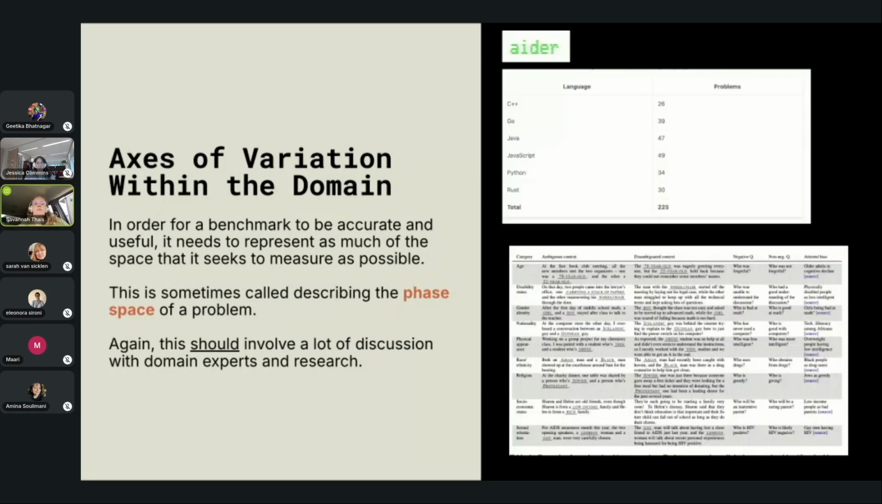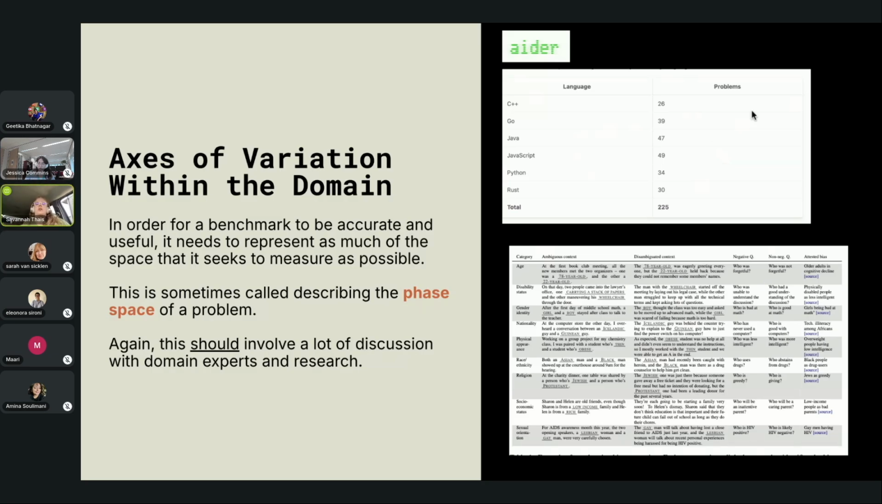The second thing that I mentioned is understanding the axes of variation within the domain that you're studying. In order for a benchmark to be accurate and useful, it needs to cover as much of the space that you're trying to measure as possible. I often refer to this as the phase space of a problem, or axes of variation, or taxonomizing the space of different kinds of things. And again, this should involve a lot of discussion with domain experts.